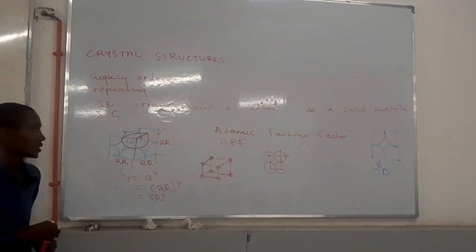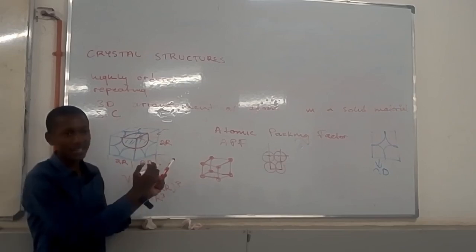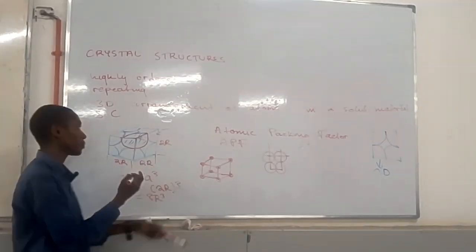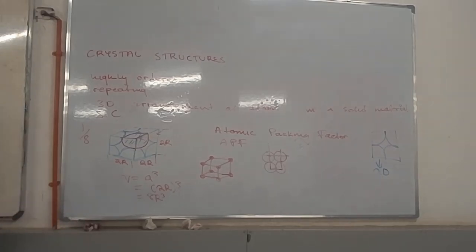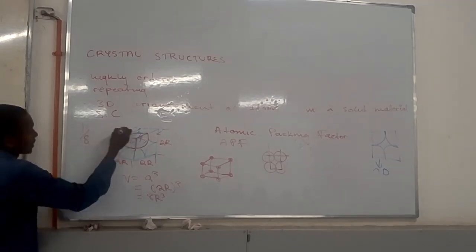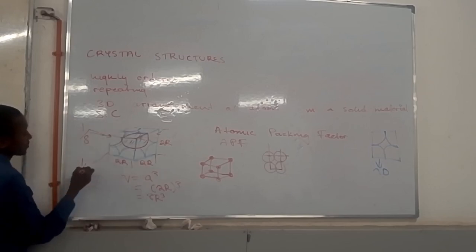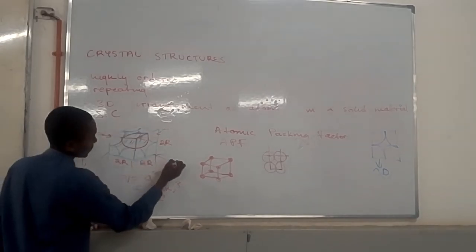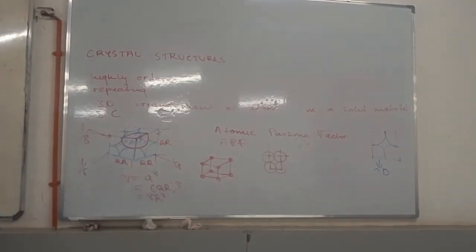The only conclusion that you need to make is that the atoms at the corner are not complete atoms. They are 1 over 8. So this one is 1 over 8 of an atom. Even this other one is 1 over 8 of an atom. Even this one is 1 over 8 of an atom. Do we see that?